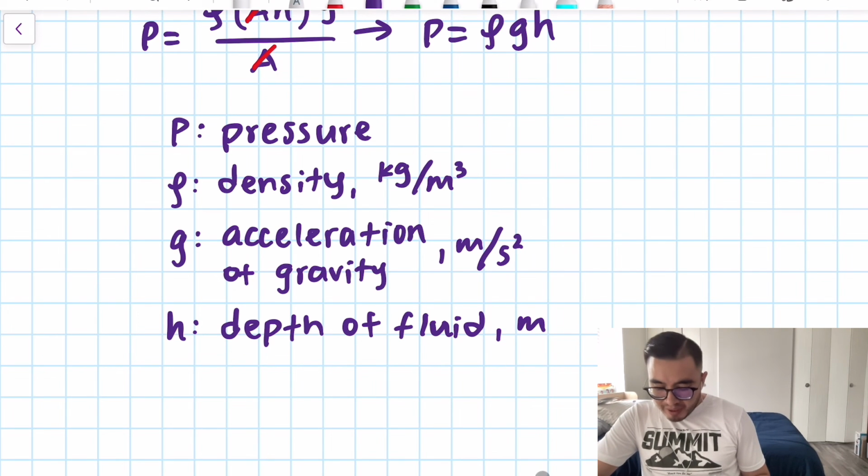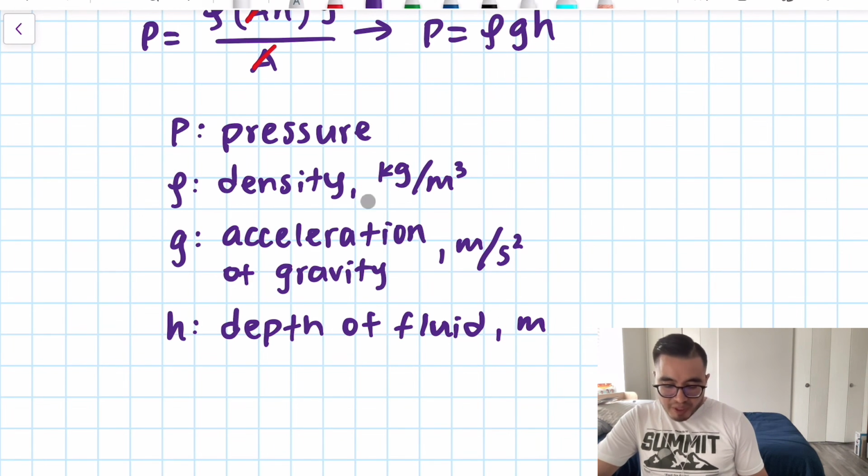And here I want to make a clarification because I don't think I was clear. This is the depth of the fluid, not of the container. You can have a big container, but if you have a very small volume of water, then the depth of the fluid is not going to be a lot. Therefore, the pressure is not going to be a lot. Okay?